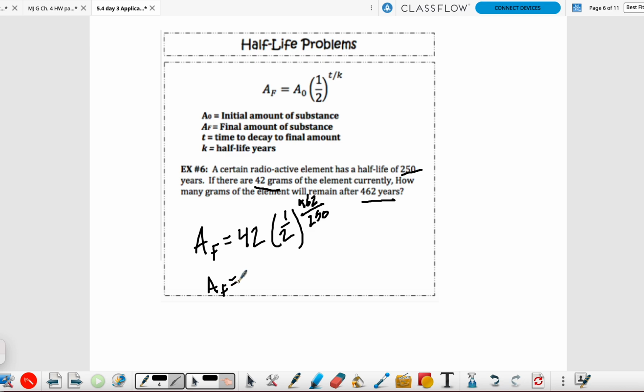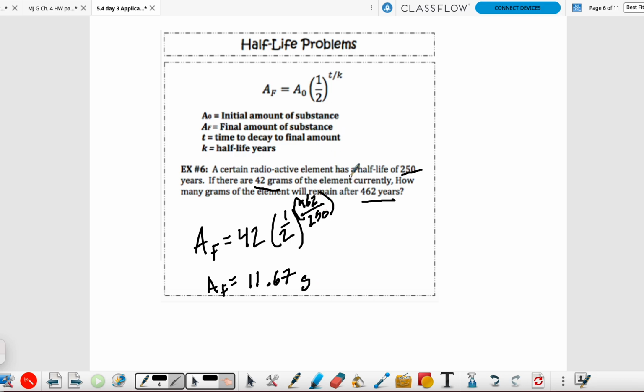We can put that into our calculator, 42 times 0.5 to the power of 462 divided by 250. When you're doing this in the calculator, make sure that you're raising this in parentheses. And we get 11.67 grams of the substance. So really not a whole lot left.